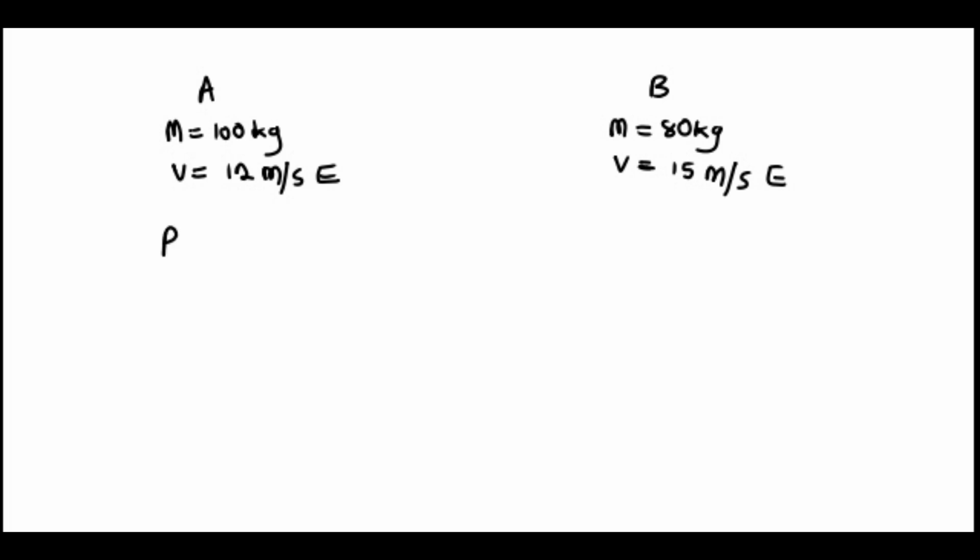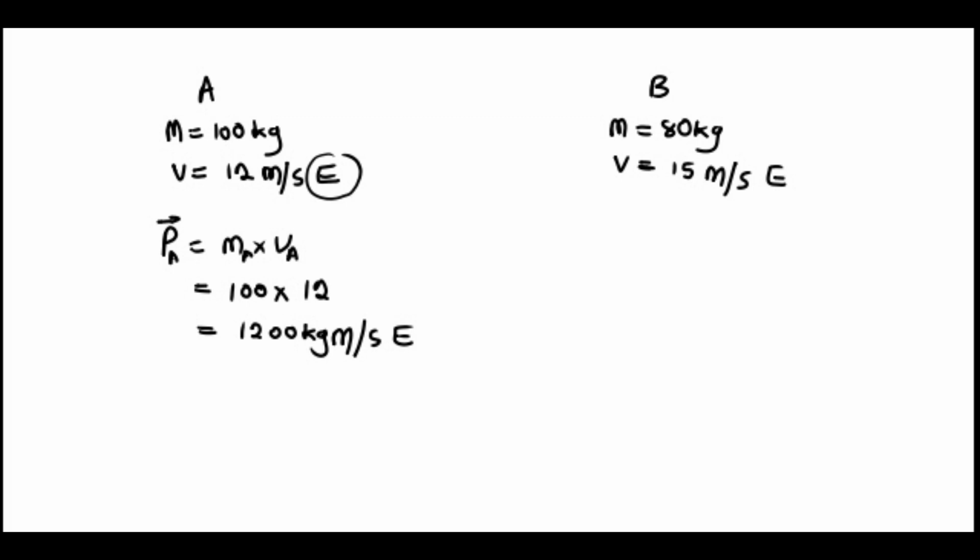The momentum for A equals the mass multiplied by the velocity, the mass of A multiplied by the velocity of A. What is our mass for object A? It's 100 multiplied by, what is the velocity? 12. And what do we get here? We're going to get 1,200 kilograms meters per second east, because there was no change in direction.